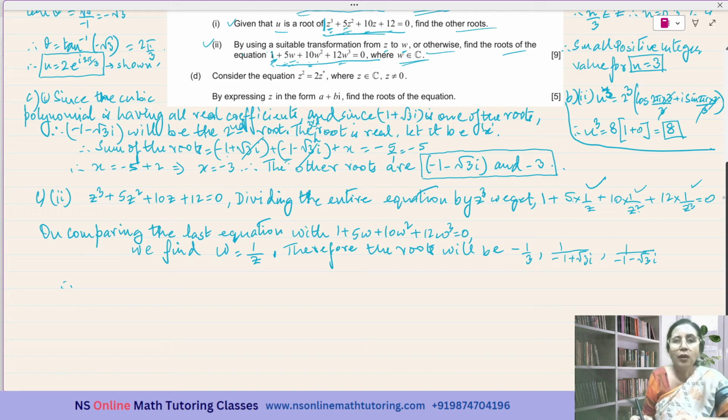If you want to not have an imaginary portion in the denominator, you can multiply the numerator and the denominator by negative 1 minus root 3i, and you will be getting rid of the imaginary portion in the denominator. But you can keep the roots as they are also.